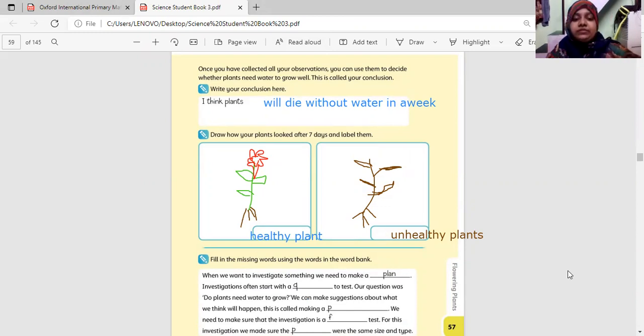When we want to investigate something, we need to make a plan. So what is the answer? We need to make a plan. Whenever we are trying to investigate something, what are we going to do? We'll be making a plan. Investigation often starts with a cue. So what is a cue for you? It always starts with a question. See, we've got the hints over here.